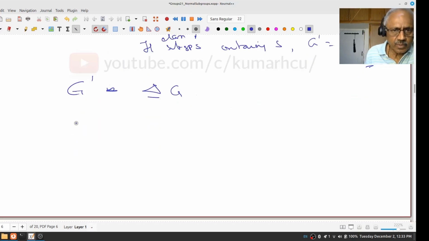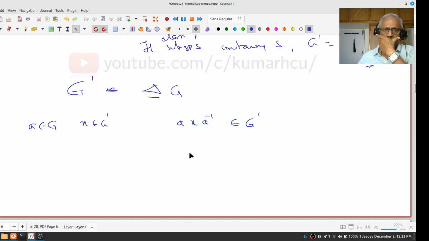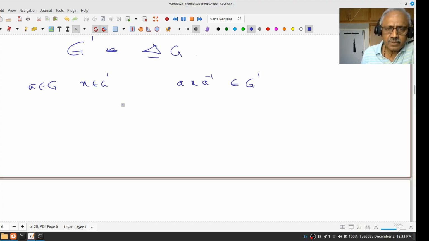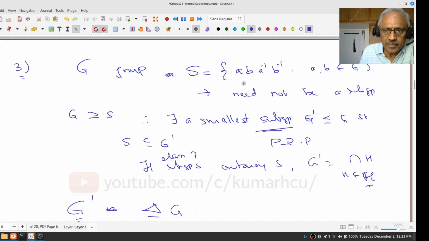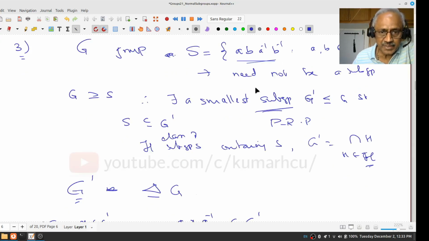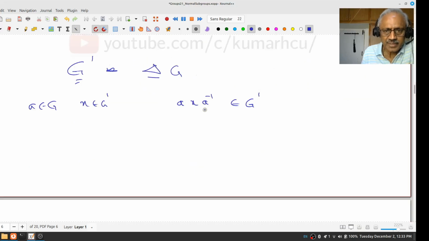Right? So what do I have to do? Start with an element A in G, X in G dash. Then I have to prove AX A inverse belongs to G dash. Right? Now I do not know how G dash looks like. I could have done it, but I didn't do it. But all I know is it should contain any element of this form, A, B, A inverse, B inverse. That is, take two elements, take their products in this way. That must be there. So somehow I have to make use of that.